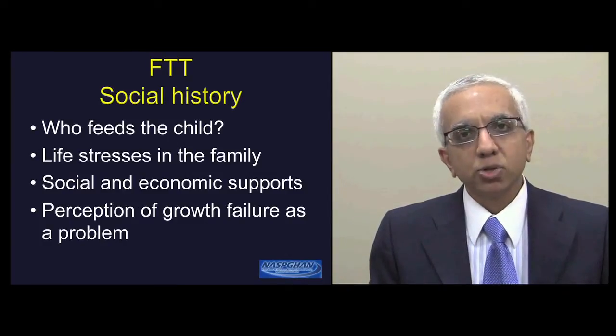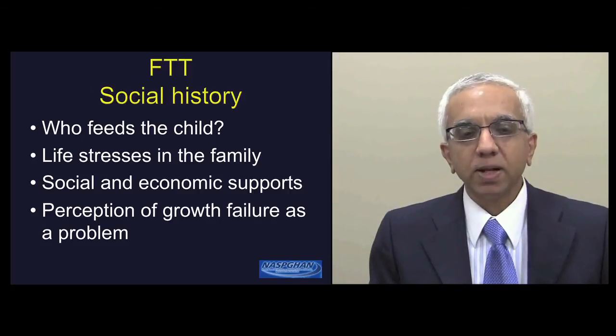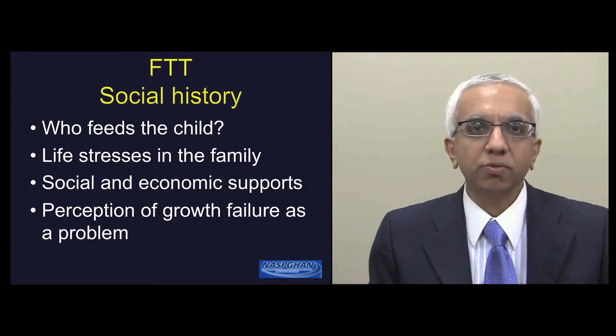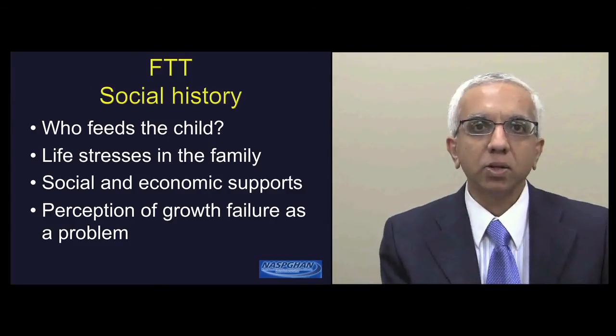Again, a social history tends to be very, very important. Apart from other questions, you also need to get a sense of the perception of the family with regard to growth failure, because if they do not see it as a problem, they are much less likely to intervene.